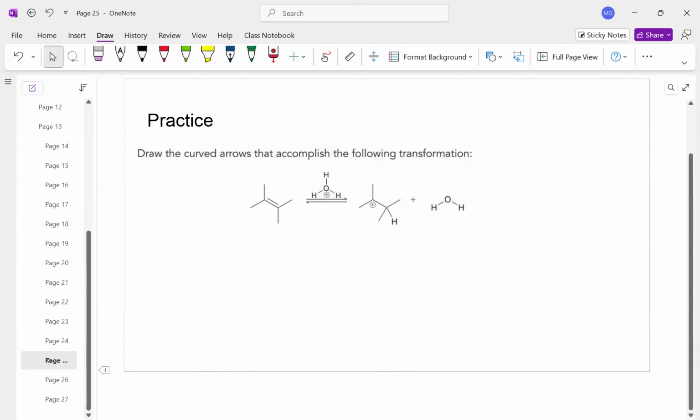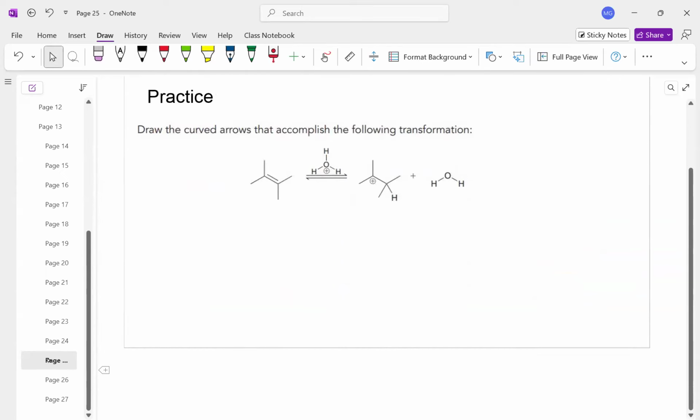Okay, now let's get really into the more complicated, more complex problems. Drawing the mechanism for things that we haven't even covered yet, for types of reactions that we haven't talked about, probably won't talk about for weeks or for months. So how do we draw a mechanism for something we haven't seen before? Well, let's just ask ourselves what has happened.